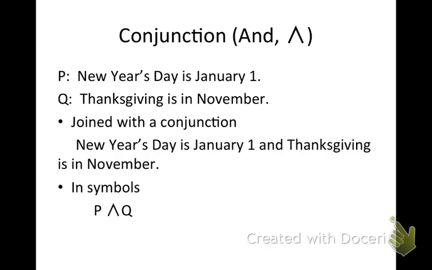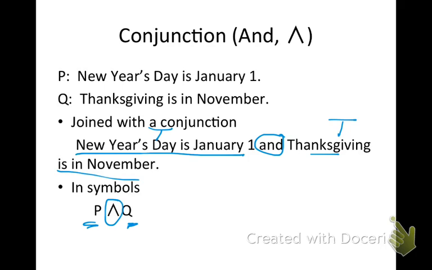If I join them with a conjunction, the words would say New Year's Day is January 1, and there's my connective, Thanksgiving is in November. So this statement was true, and this statement was true, so I'm joining two true statements together with an and. In symbols, statement P was the first one, statement Q, and there's my connective and. That's how you write that in symbols. That's mostly what we're going to be working with.